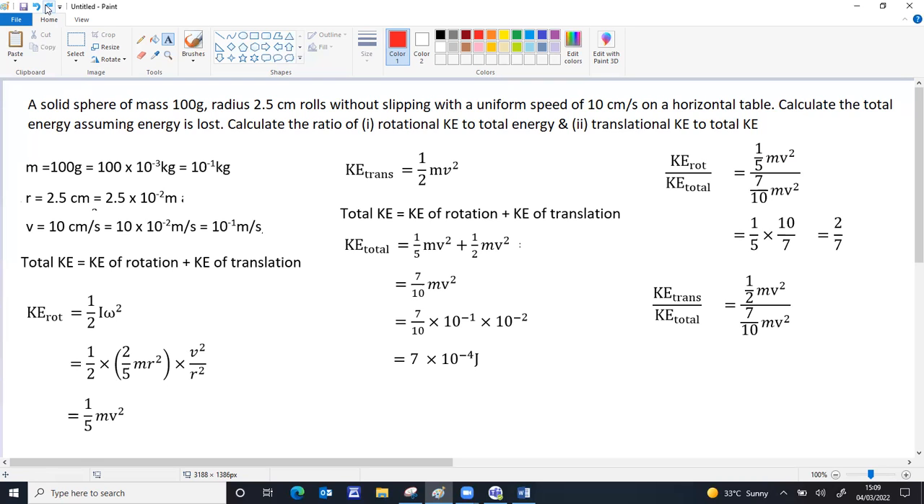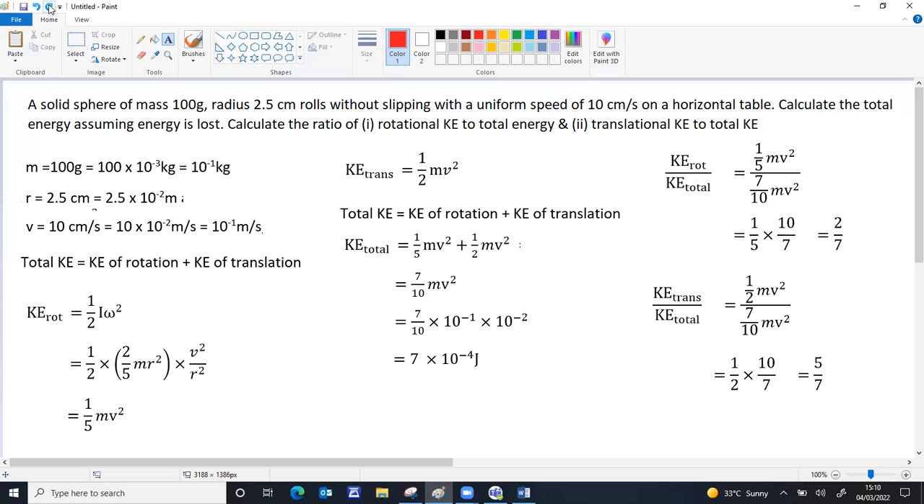Similar to that, you can find the translation to the total. Translation is half mv square. Total is still 7 by 10 mv square. The mv square cancels and we get the ratio 1 by 2 into 10 upon 7, which is just 5 by 7. So this is the ratio of translation to the total kinetic energy. You can add and see, it will be just like 100%.